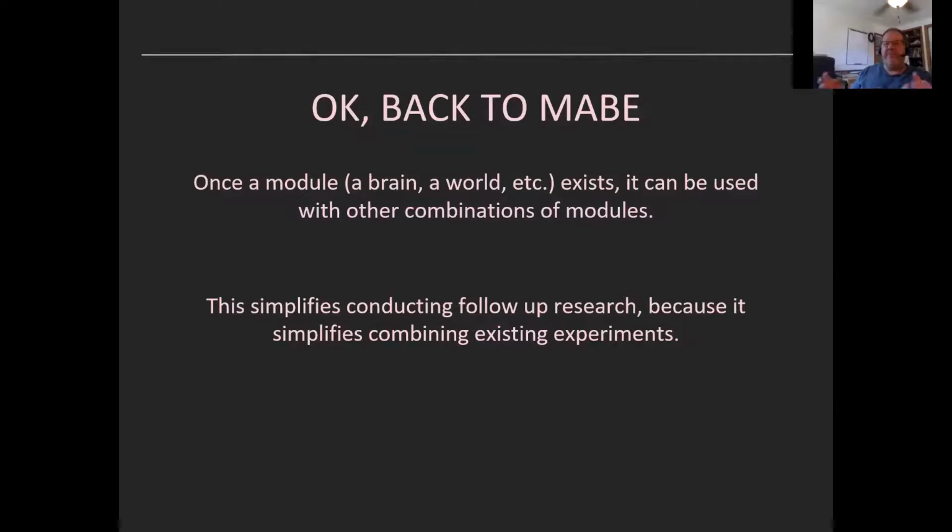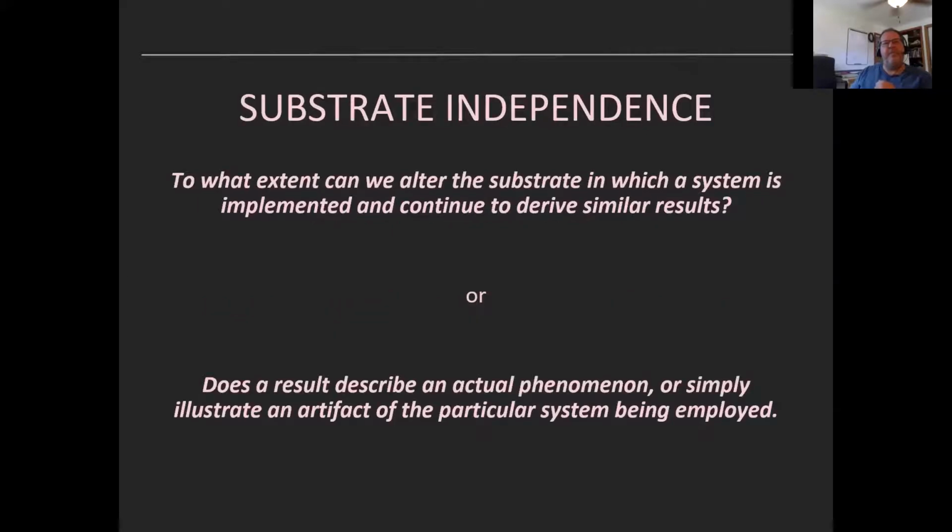Additionally, if you see 2 pieces of work and they both happen to have been done in MABE, you may be able to just pick up the world that may be in one paper and the brain that may have been in another and just combine them and then see what happens. There's another idea that falls out of this design though, and it didn't become apparent to me until I had been working with MABE for a while, and that's this concept of substrate independence.